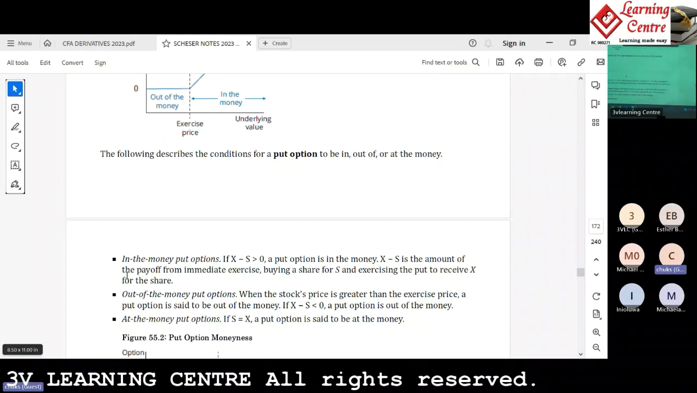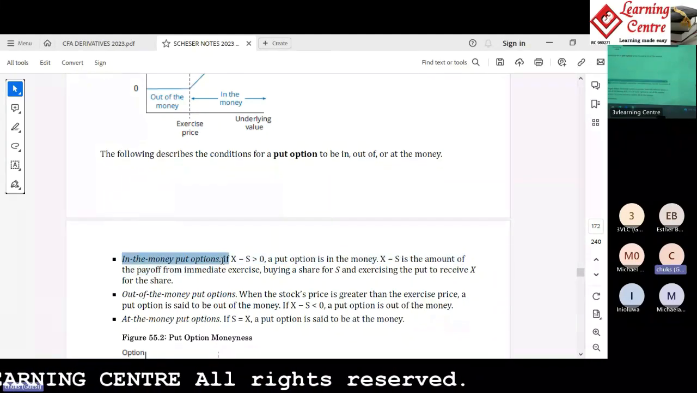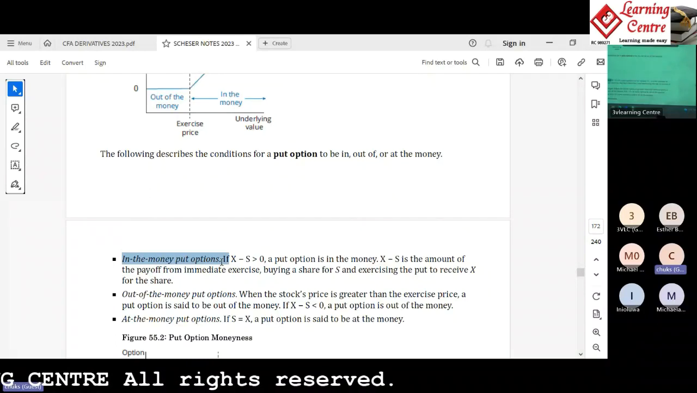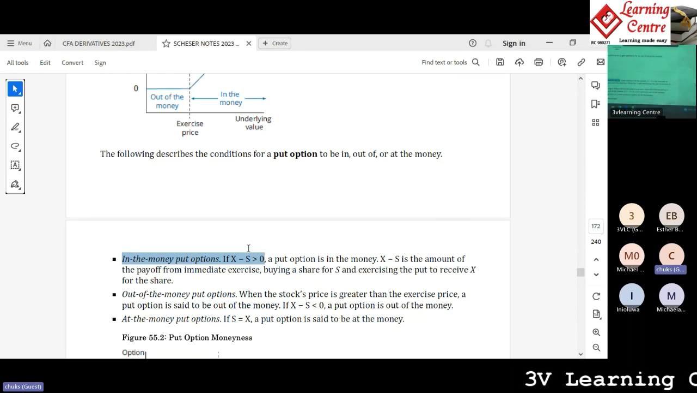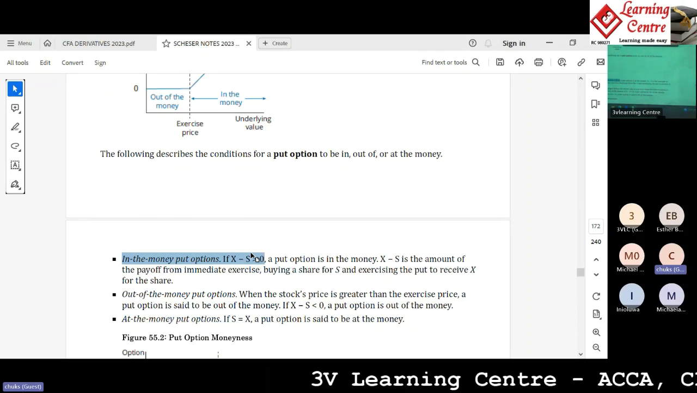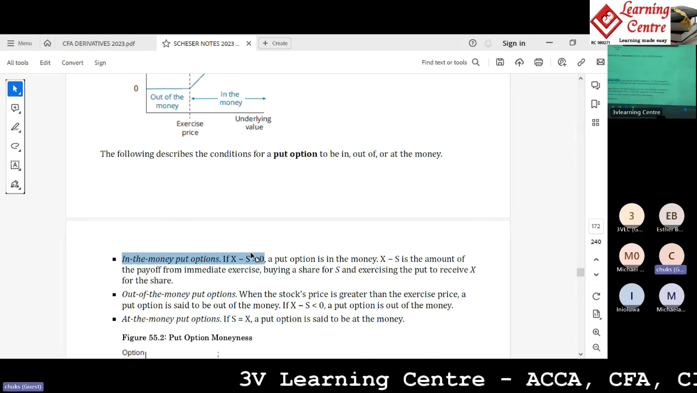So that's what this is saying here too. In the money put options, if X, which is the agreed price, minus S is greater than 0, then I'm in the money, which is 1 million naira, the price we have agreed, minus 600K, the price in the market. So I have a positive 400K. That positive means that I am in the money. So therefore, I will exercise it. And then the opposite, basically.